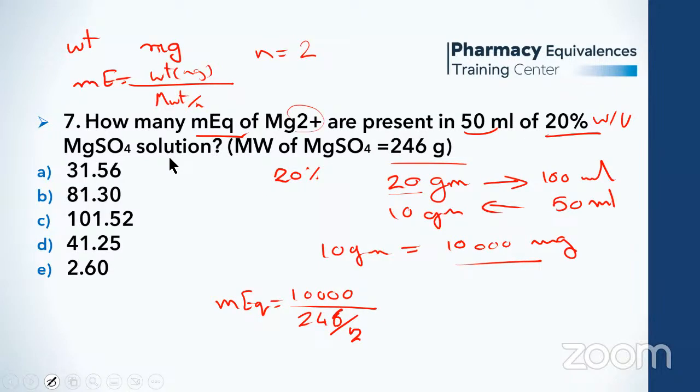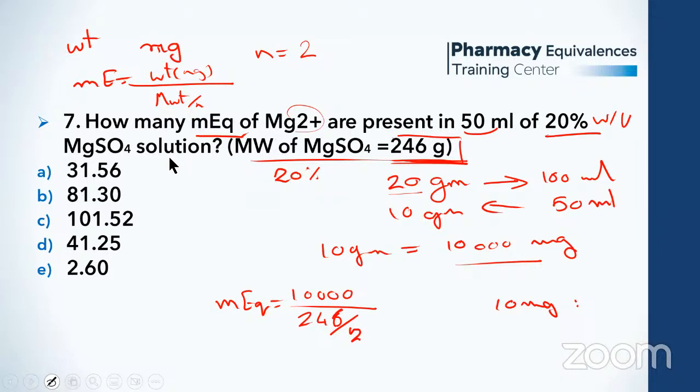In milliequivalents, if we are converting 10 gram into 10,000 milligram, why are we not converting the molecular weight, like 246 gram, into milligram? We have not converted the 246 molecular weight of magnesium sulfate, which is given as 246 gram. You are asking about the unit of the molecular weight. Never mind about the unit of molecular weight, whatever the unit. Do not look to it.